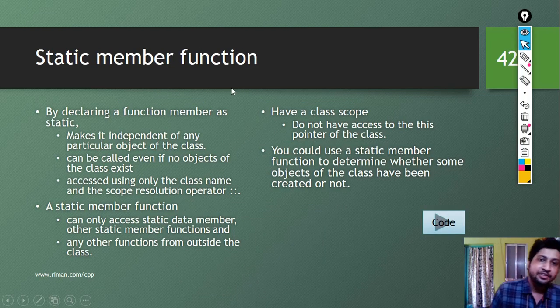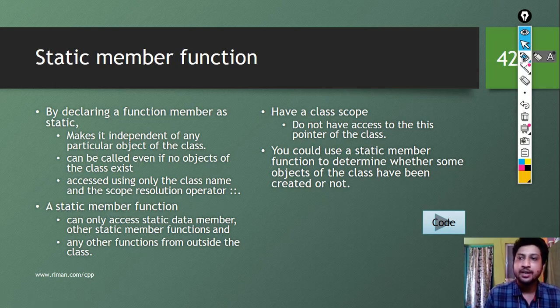So, static member functions. The idea is the same, but what is different now? A static function can be called without using an object. We have to use the class name with the scope resolution operator. Using the class name and the scope resolution operator, we can call a static member. The interesting thing is that a static member function can only access static data members. Normal data members are not accessible by static member functions.